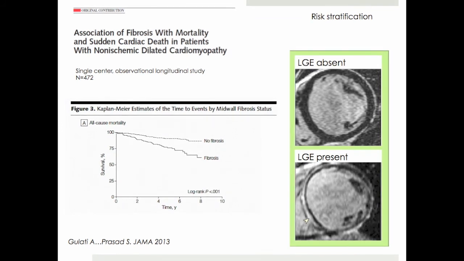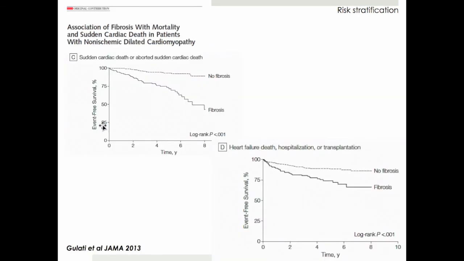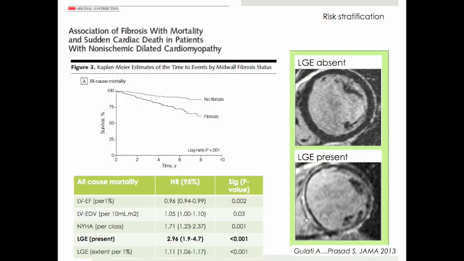In this biggest study to date, the presence of late gadolinium enhancement in a way of mid-wall fibrosis was associated with a poorer outcome in terms of all-cause mortality, sudden cardiac death, as well as death, hospitalization or transplantation due to heart failure. The presence of late gadolinium enhancement was more predictive of poorer outcome compared to traditional markers like ejection fraction and diastolic volume or NYHA class.